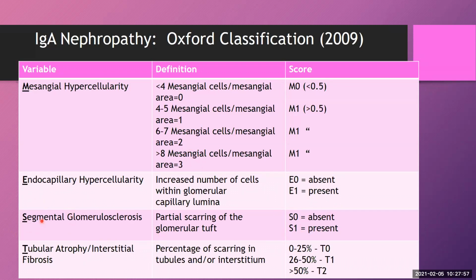The S stands for any segmental scarring of the glomeruli, like partial scarring of the glomerular tuft. Again, if we see it, it's an S1. If we don't see it, it's an S0.